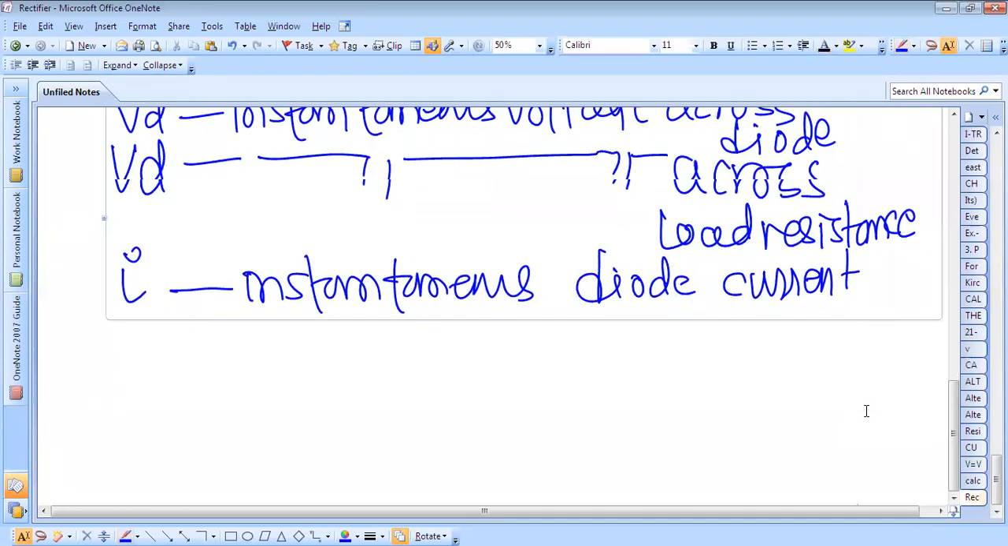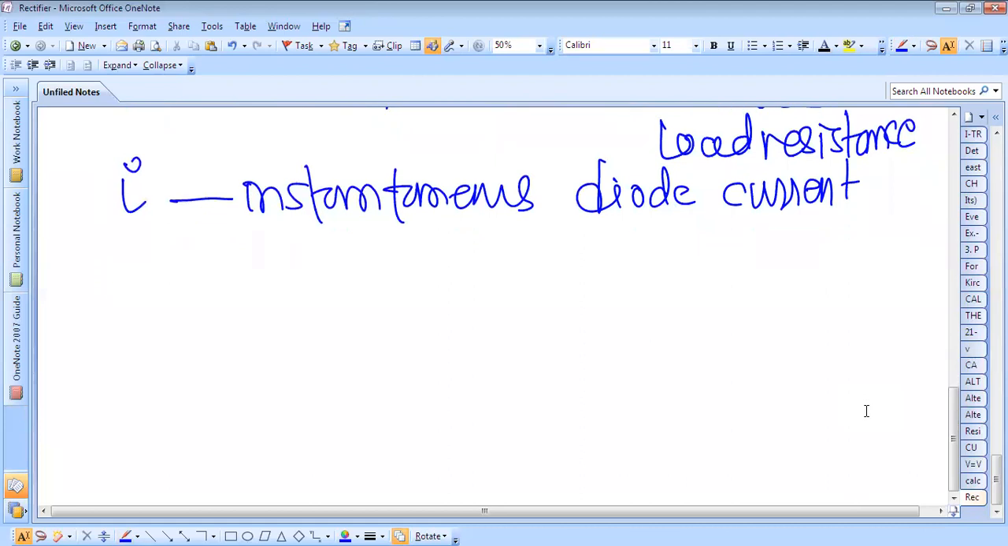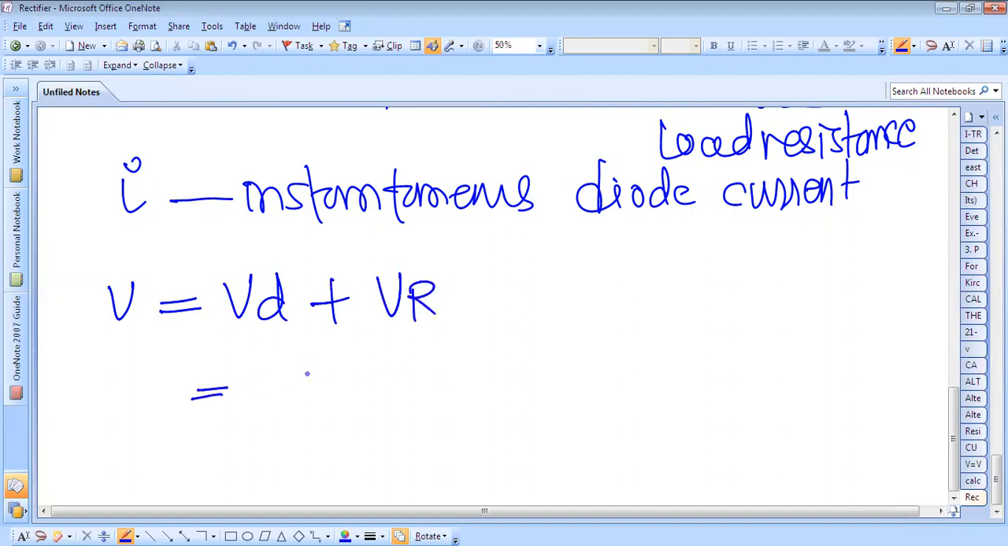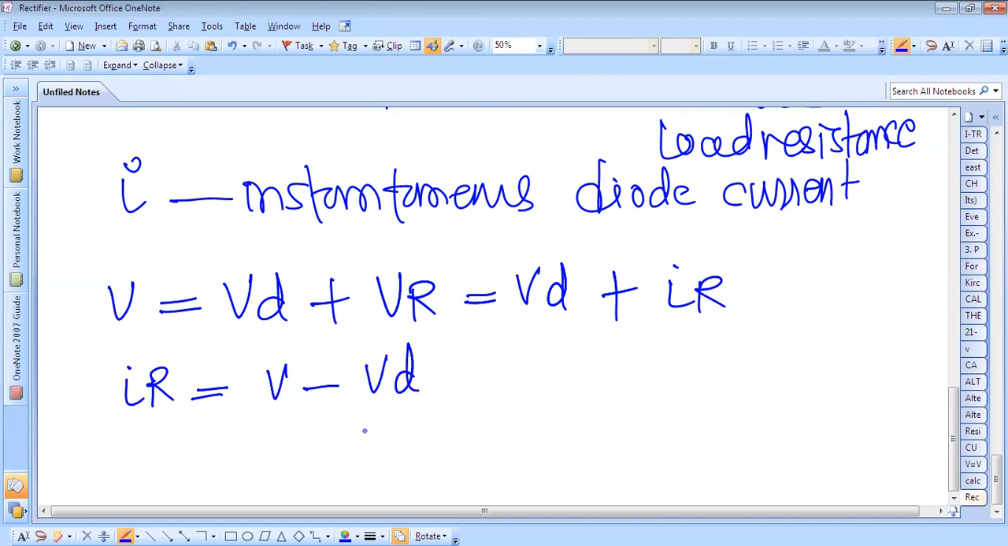So by using Kirchhoff's voltage law, the total voltage V which we have applied across this circuit is nothing but the voltage across the diode plus the voltage across the resistance. The voltage across the diode is VD, and the voltage across the resistance is I into R. So I R is equal to V minus VD.